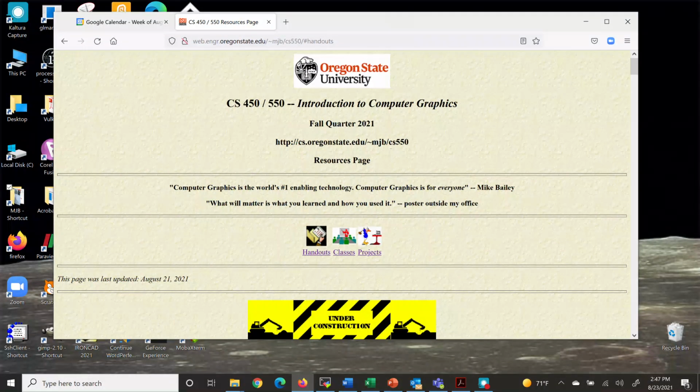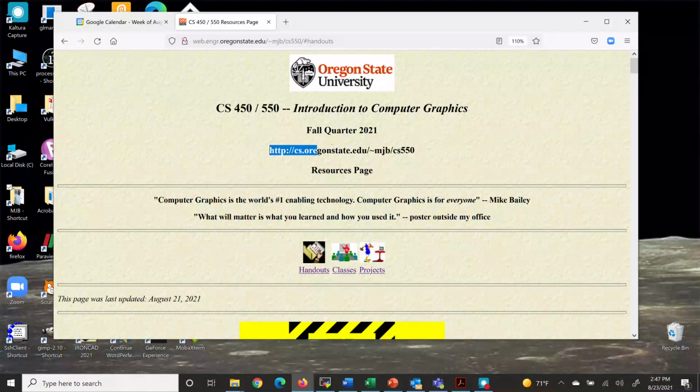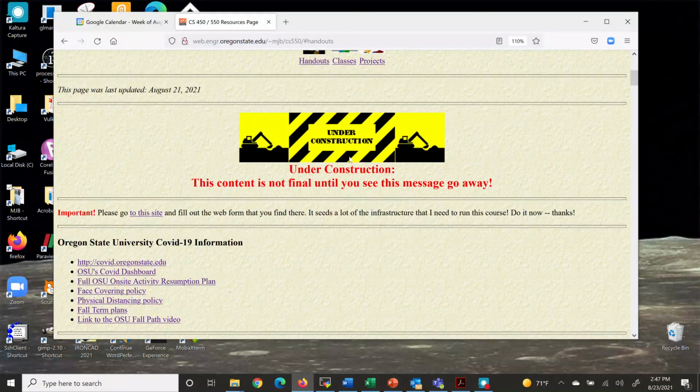So that's the end of this, but I wanted to go over to the resources page. This is the resources page. There's the link. It doesn't matter if you're in 450 or 550. I just had to pick one. It's the same resources page for both. I'm still working on it. This is August, so that's why this message is here. By the time the quarter starts, this message will be gone.